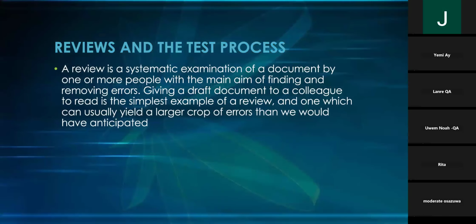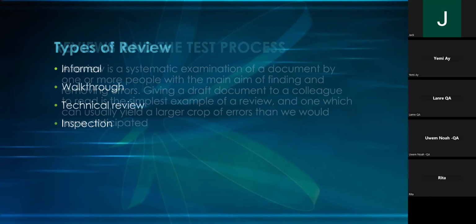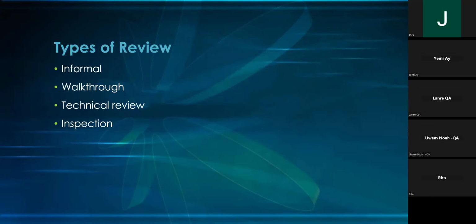So, review in the test process. A review is a systematic examination of a document by one or more people with the aim of finding and removing errors. Giving a draft document to a colleague to read is the simplest example of a review, and one which can usually yield a larger crop of errors than we would have anticipated. These are the types of review: informal review, walkthrough, technical review, and inspection.